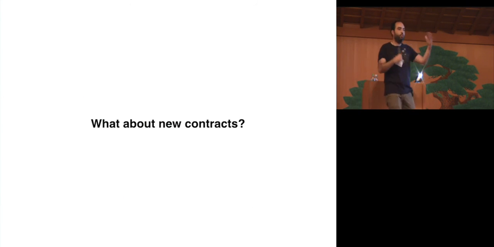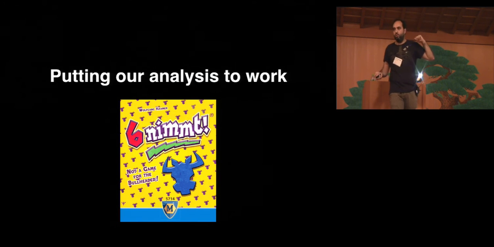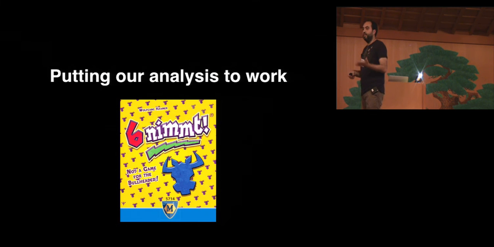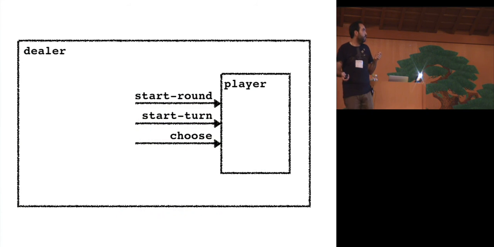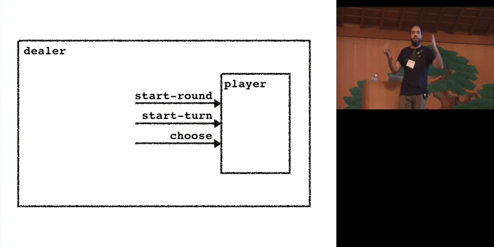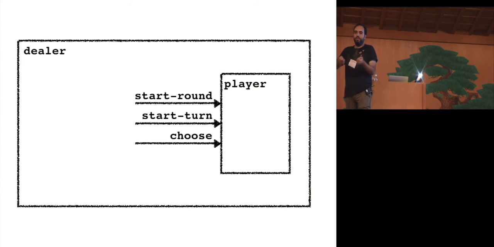Okay, so we used the 3 points that I talked about to try to describe existing contracts, but the immediate next question is, how can this help us to design new contracts, to extend an existing contract system? And this is exactly what we're going to talk about next. And we are going to use as a running example the implementation of a card game called Take 5. So in Take 5, we have a dealer that hands out cards to players, and then the dealer can ask the players either to start a round, or to start a turn, or to do in each turn a secondary move called choose.